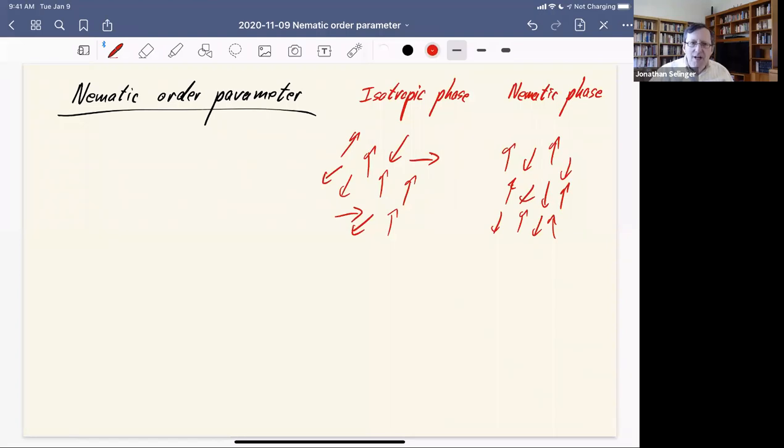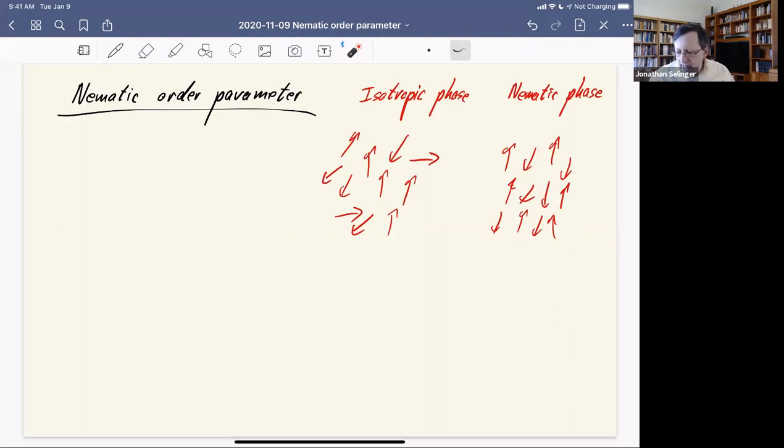Well, continuing on from the last class, we were talking about the difference between the isotropic phase, which looks something like this, where the molecules represented by red arrows are pointing in all different random directions in space, versus the nematic phase, like this, where the molecules tend to be aligned up or down along some axis.